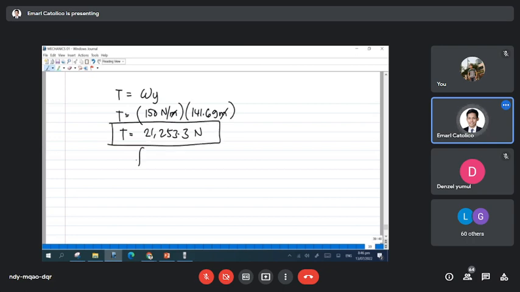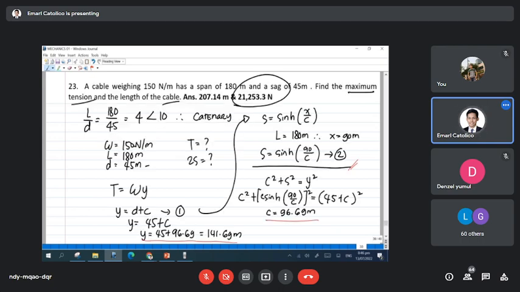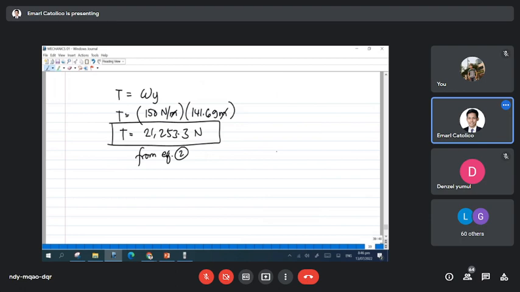And from equation number 2, masosolve natin si half length of cable. So, 2S ang kailangan natin. Pagkakuha natin, multiply natin by 2. Okay? C sine hyperbolic of 90 over C. Value ng C natin is 96.69. Sine hyperbolic of 90 over 96.69.